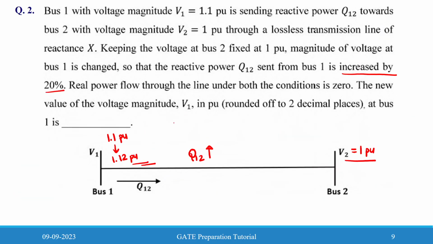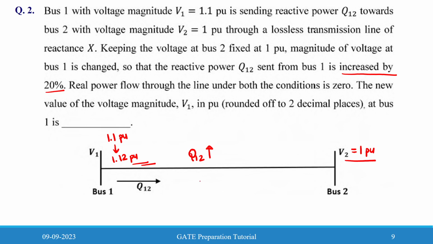Another thing to go through: reactive power flow happens from the higher voltage magnitude to the lower voltage magnitude, and active power flows from the higher voltage angle to the lower voltage angle. So this is the thing.